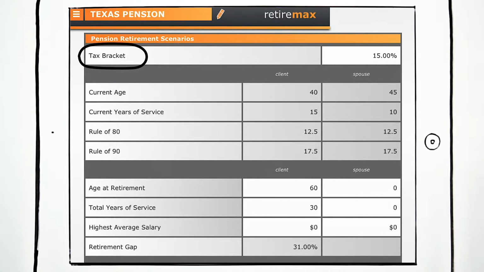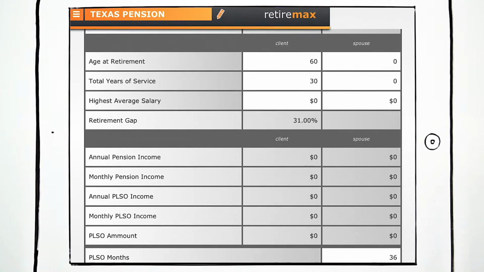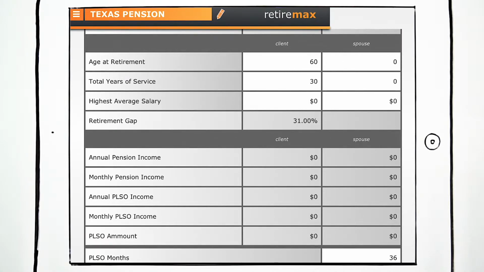You can input a tax bracket to illustrate the net retirement income. Other input cells are self-explanatory. In this example, age at retirement is 60. Total years of service is 30. Highest average salary is $50,000. The retirement gap is the difference between the percentage of pension income and 100%. This equals the gap. The number shown is 31%, meaning the pension will provide 69% of the $50,000.